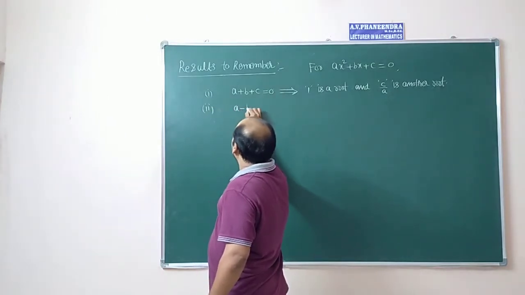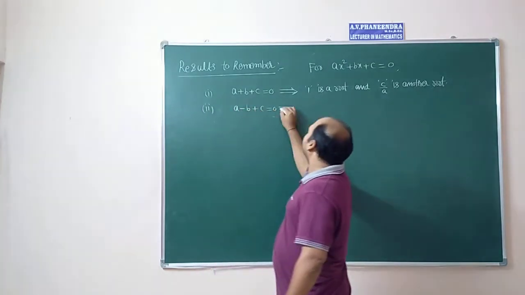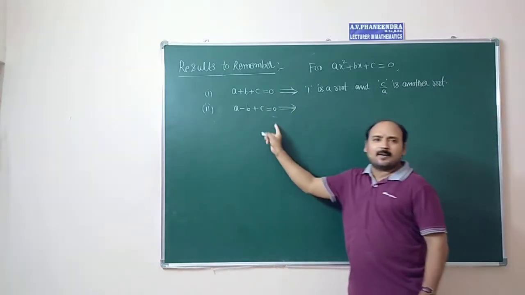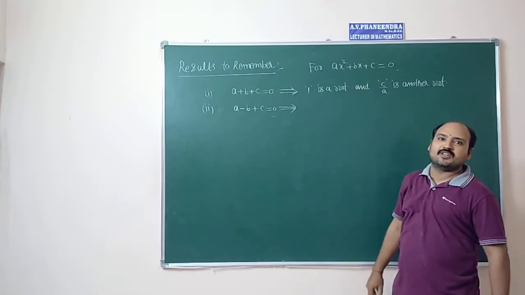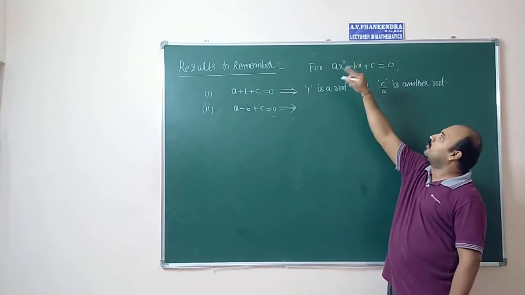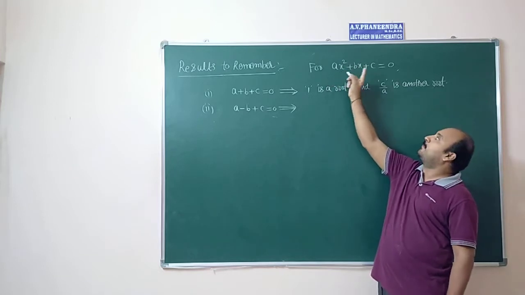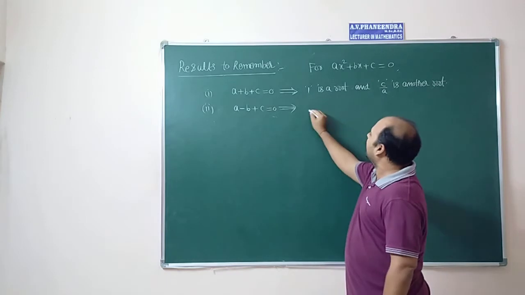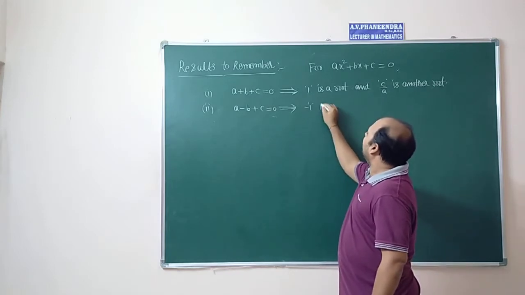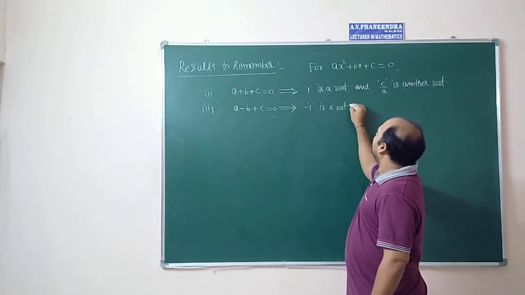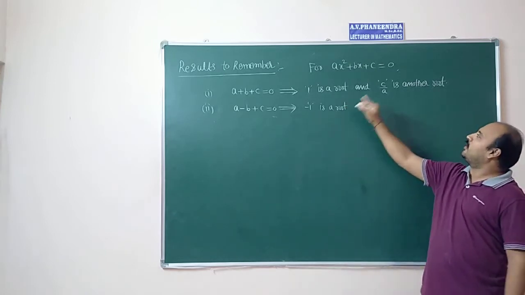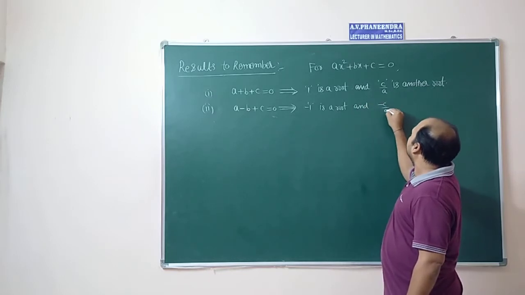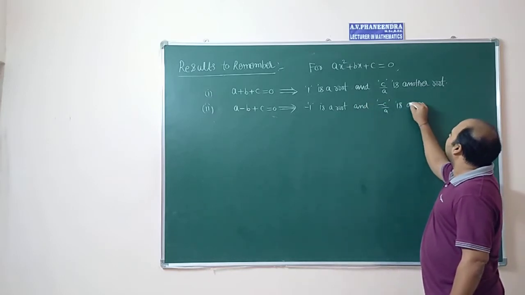Suppose it is a minus b plus c equal to 0. When this condition comes, if you substitute x is equal to minus 1 in this: a into minus 1 whole square plus b into minus 1 plus c equal to 0, that is a minus b plus c. So a minus b plus c equal to 0 means minus 1 is a root, and whenever a negative appears here, automatically negative will come here also, and minus c by a is the other root.